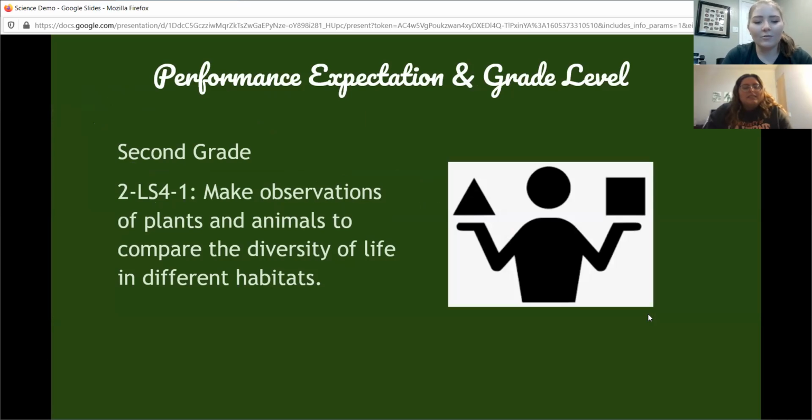So for the grade level, we are at second grade, and the performance expectation is to make observations of plants and animals to compare the diversity of life in different habitats. So we have our students comparing different animals, and in this case, they're comparing animals in the rainforest.